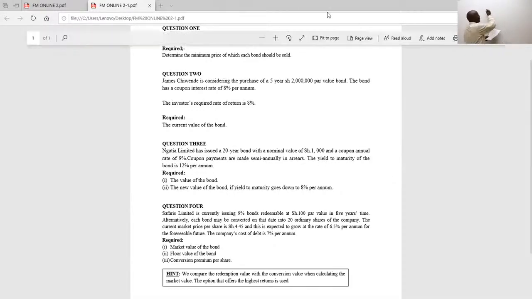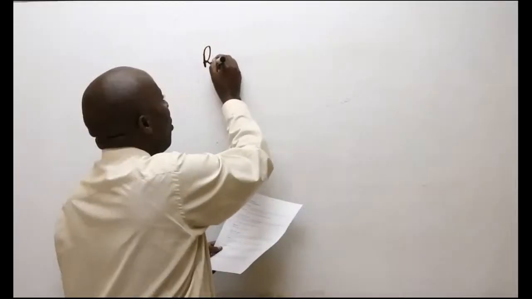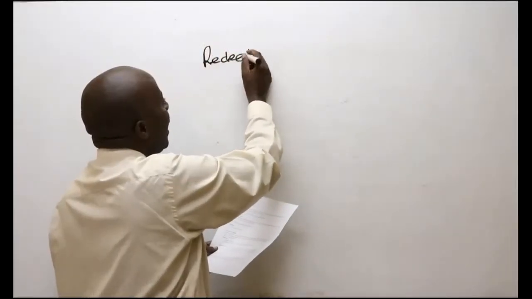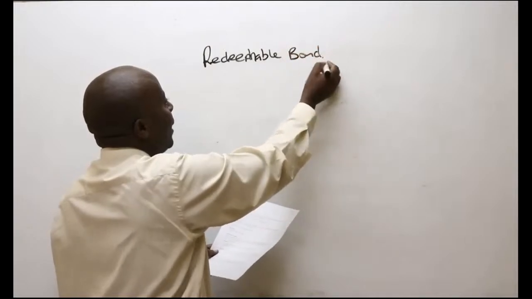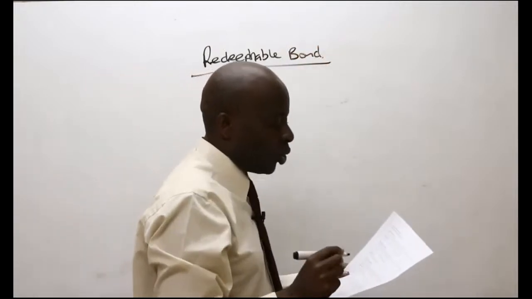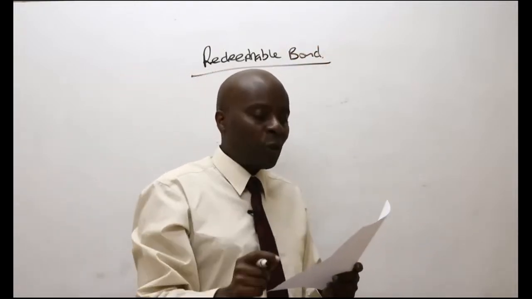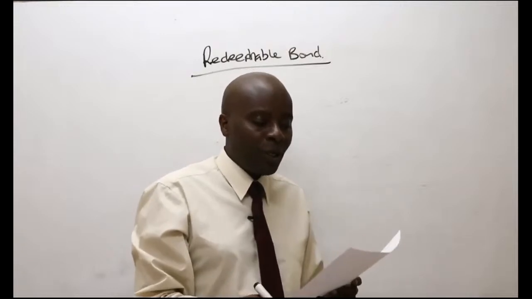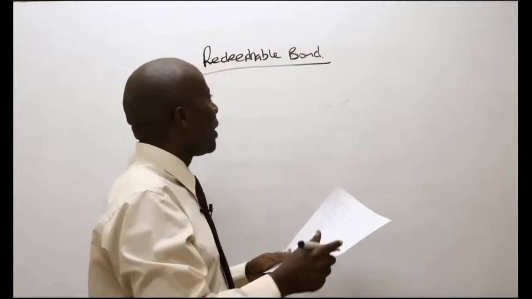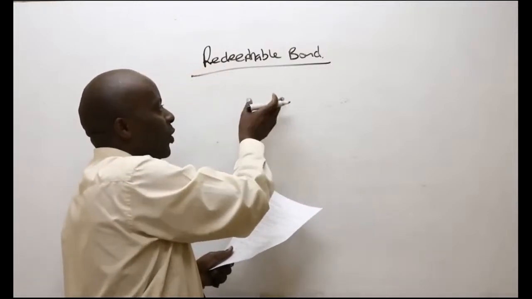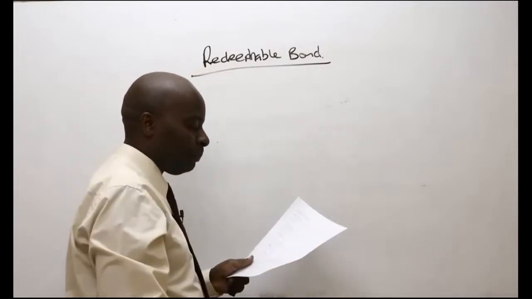Ladies and gentlemen, this is a redeemable bond. Why am I saying it is a redeemable bond? It's because they have given us the maturity period. Maturity period is 5 years, so it's redeemable. After 5 years, we shall pay back the money.